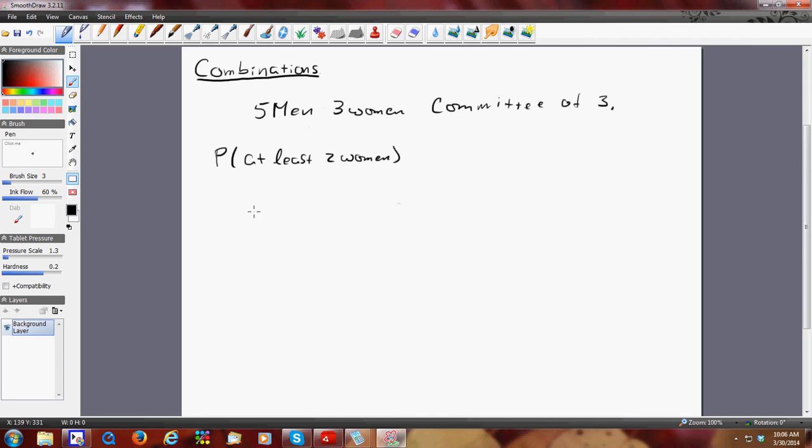Now, this is kind of an in-depth example, but I'm choosing it specifically because I don't want to take too much time. So if we need at least two women, I have three women. I'm going to choose two of them, but that means out of the 5 men, I have to choose one of them because I need 3 people on my committee. So 3 women, I choose 2, and I have 5 men, I'm choosing 1. Or, because I'm using or, I have to use addition, I could have 3 women and choose all 3 of them, and that would mean I have the 5 men and I'm choosing 0 of them.